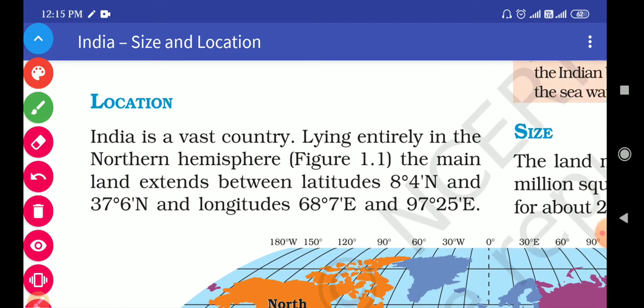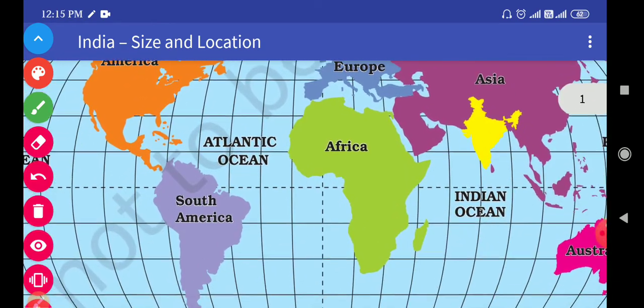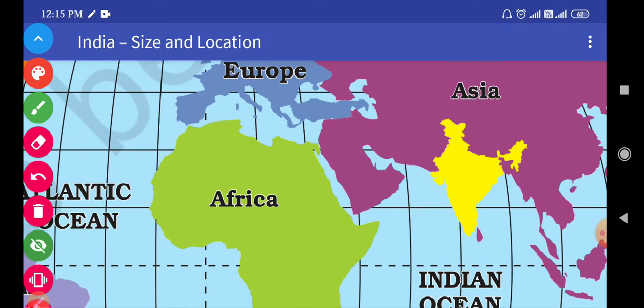So now here we will find out the longitudinal extent also. See here, once again, this is the easternmost longitude, and this is the westernmost longitude.